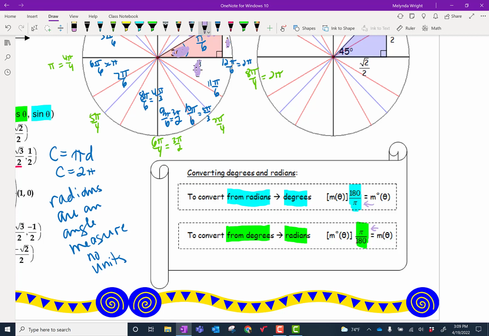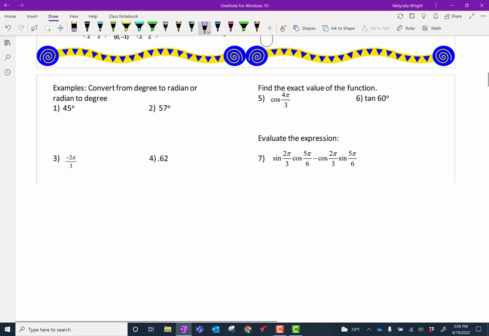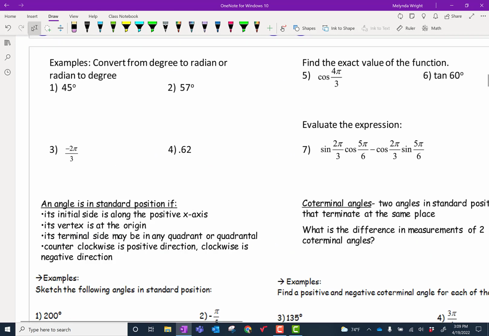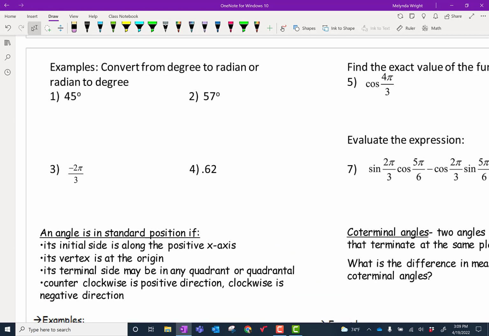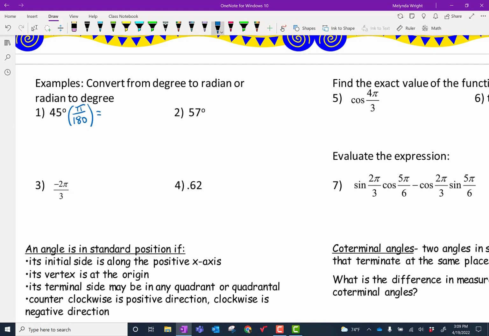We're going to have a few things to practice. Let's go to our next page. First, we're going to convert. We're going to go back and forth, either from degree to radian or radian to degree. So you can see with number 1, that is a degree. It's got this little degree symbol. So we want a radian, so we want the pi in the numerator. So we would multiply this out, and then we would reduce the fraction. And you will be able to use your calculator. So multiply it out, reduce the fraction, we should get pi over 4.